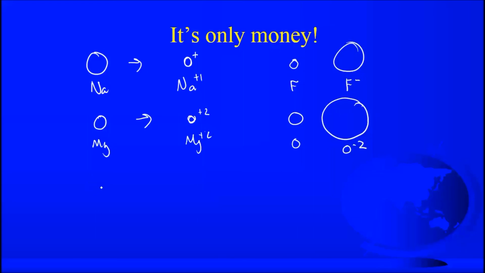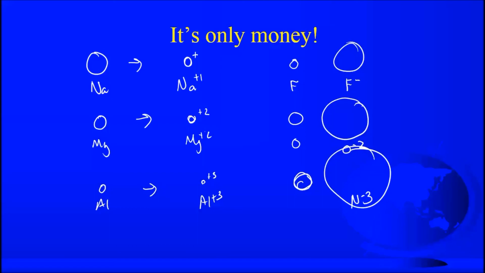What happens if aluminum loses three girlfriends? What happens if nitrogen gains three girlfriends? So the more girlfriends you gain, usually the bigger the ion. The more girlfriends you lose, typically the smaller the ion.